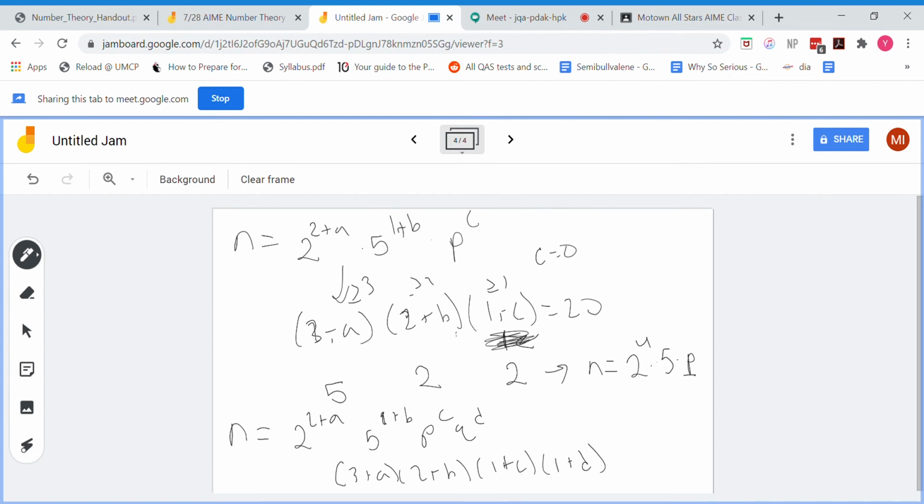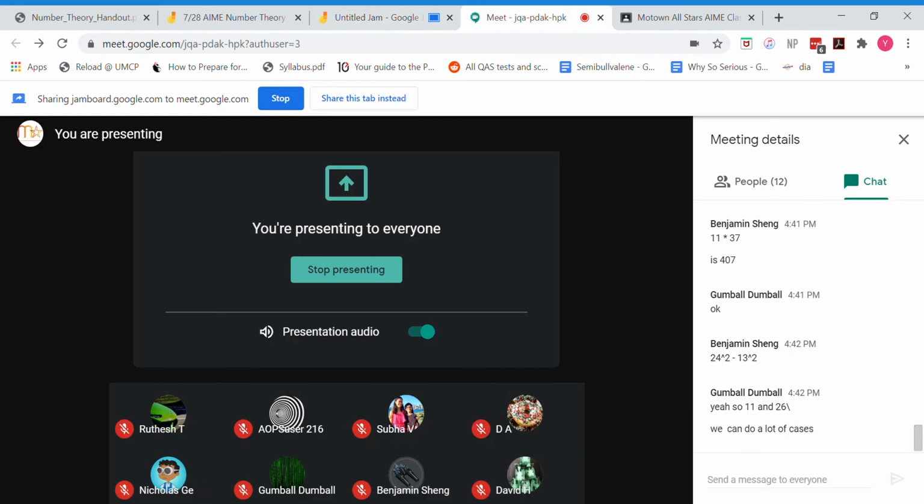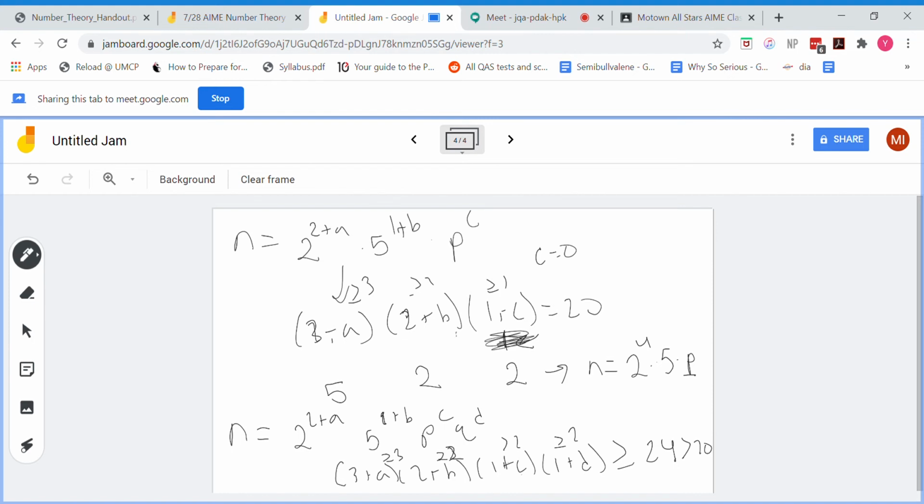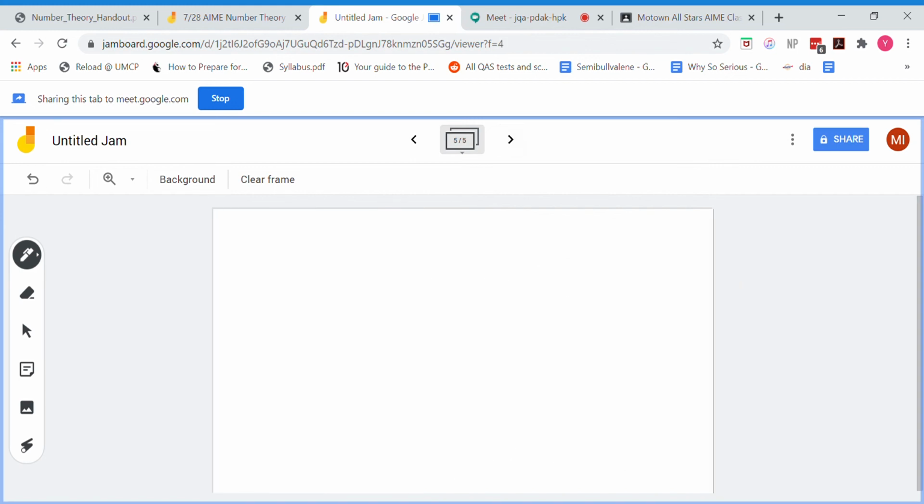And since c and d are at least 1, this is at least 2, this is at least 2, and this is at least 3. So the whole product is at least 3 times 2 times 2 times 2, which is 24, and that's greater than 20. So this case has no solutions. And then if we keep adding prime factors, you can see clearly that there are going to be no more solutions, right? So we've found all our solutions. Our solutions are 2 to the power of 4 times 5 cubed, and then 2 to the power of 4 times 5 times p, where p is a prime number.